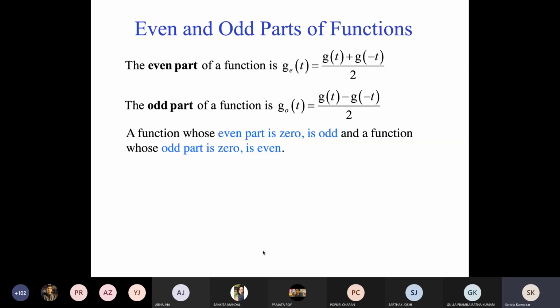Now, even and odd parts of a function. Every function has an even part and an odd part. So, g even t equal to g(t) plus g(-t) by 2, and odd part equal to g(t) minus g(-t) by 2. You can see if you add g even t plus g odd t, you get g(t). The function whose even part is 0 is odd, and a function whose odd part is 0 is even. Is this clear? Yes, sir. Okay.